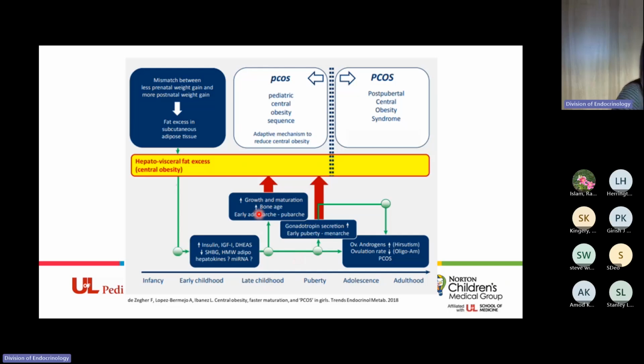And then once they go into puberty and they attain menarche, that compensatory mechanism that we had to basically get taller and grow faster goes away. And that's when the females end up developing full-blown PCOS, with increased ovarian androgens, issues with ovulation, and all the signs and symptoms that we see with PCOS.